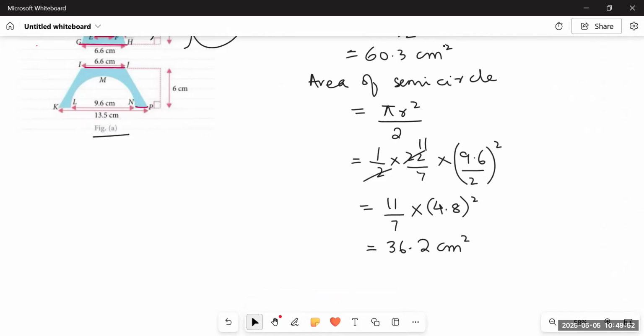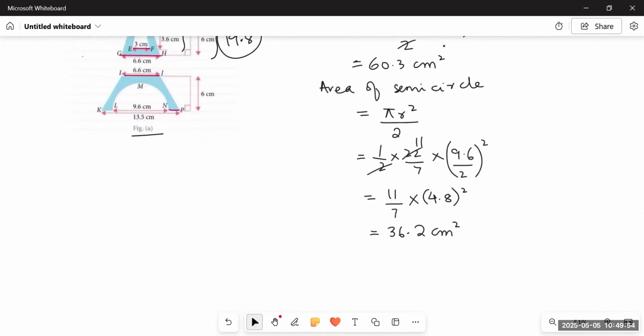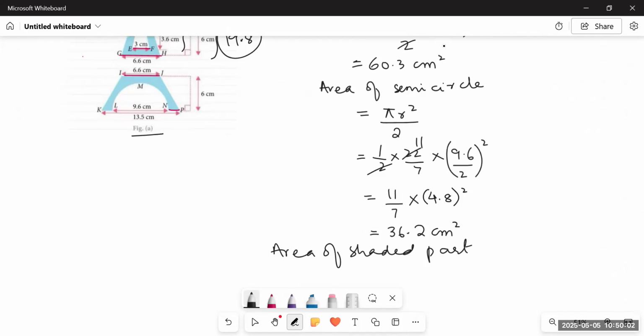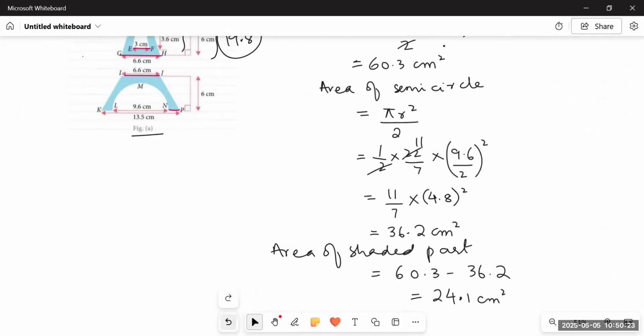Now what we have to do, we have to subtract it from the area of the trapezium to find out the area of the shaded part. So it would be 60.3 minus 36.2, which is 24.1 centimeters squared. So we have found the area of all three parts of this figure.